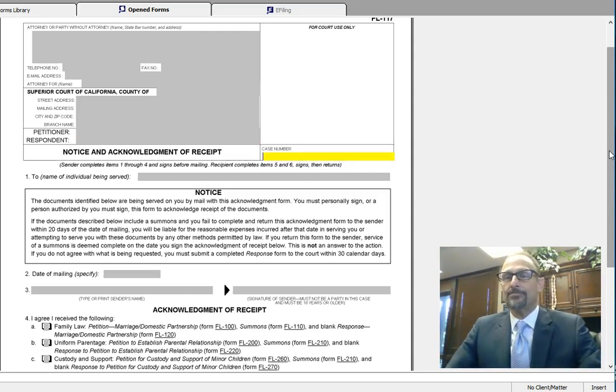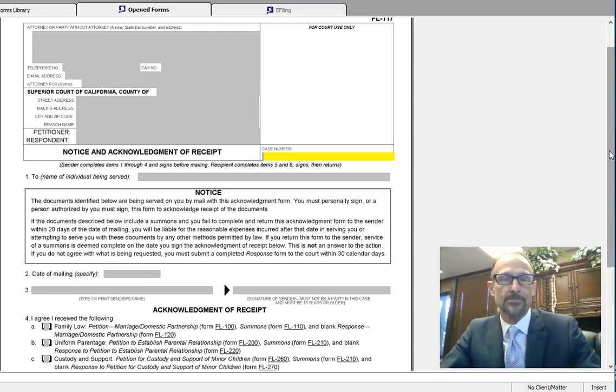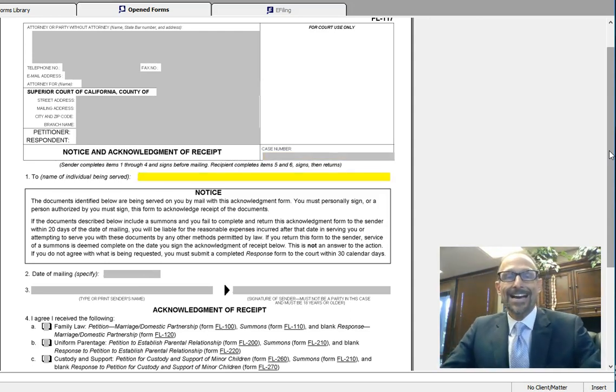Okay, the case number. By the time you're going to use this form, you probably have already filed the paperwork if you're the petitioner. So if you're the petitioner and you've already filed, then you know the case number. Go ahead and put it in there. Next line. Two, the name of the individual being served. That's the name of the person you're sending this paperwork to and the person you're trying to serve.